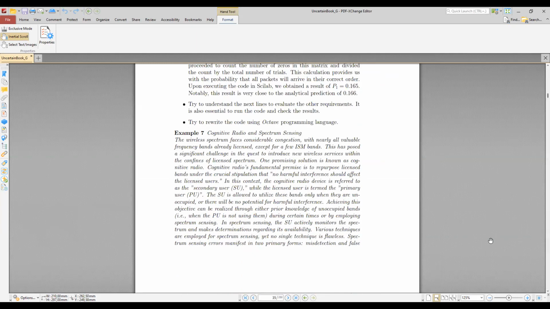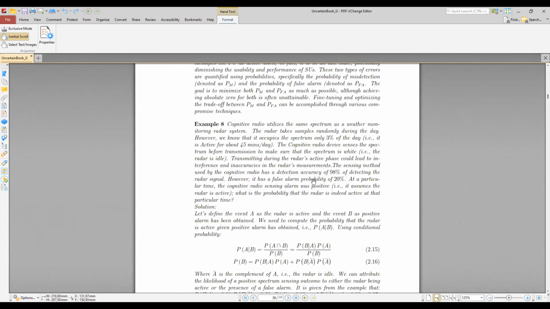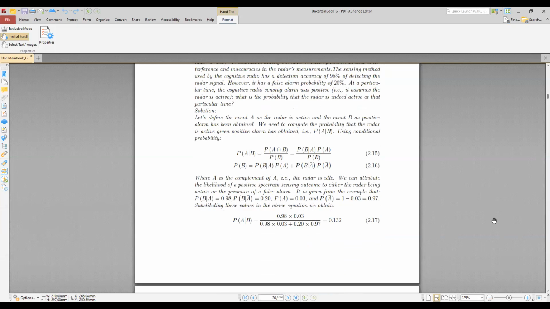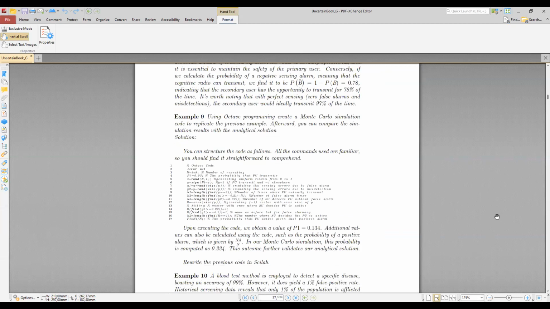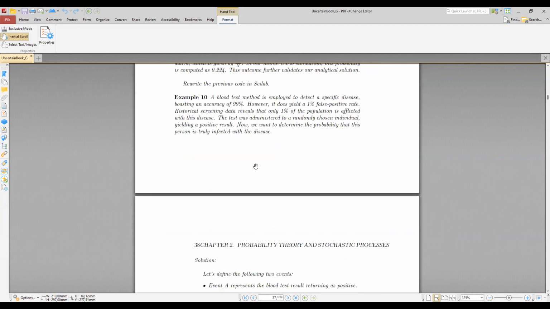Another example is about cognitive radio. This example relates to cognitive radio and the possibility of a crash between a cognitive radio and a radar system, and how to solve the problem using Bayes' theorem, and then how to make Octave code to solve the same problem. Then we compare the results obtained by the code and by the analytical solution, and the examples are given in detail. I mean, you can just use another example.